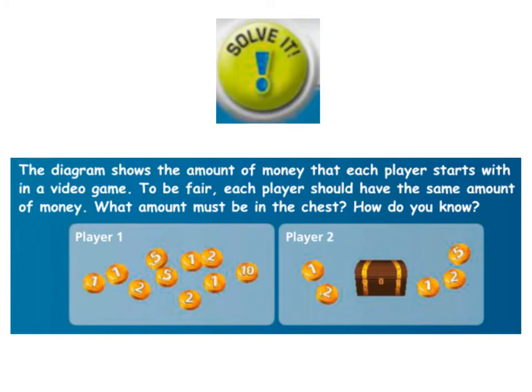Okay, so this is a fun solve it that I figured I'd share with you because it's worth just trying this on your own as just a little bit of fun. Diagram shows the amount of money that each player starts with in a video game, and this is the same amount here as here. So what they're saying is what amount must be in the chest to make sure that this is the same amount as this. And I'll give you the answer in just a minute, but just take a minute and try and figure it out.